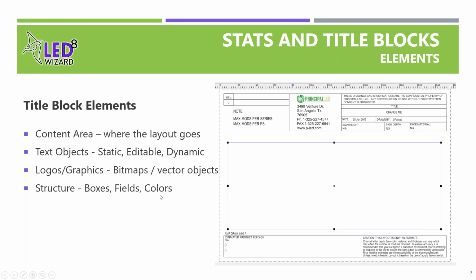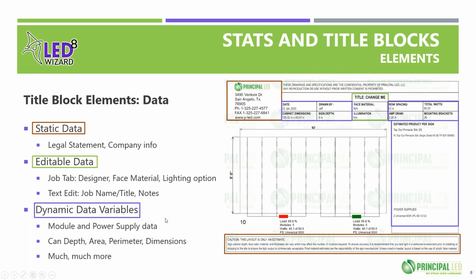And then finally, there's the structure of it. There are boxes and text fields, however I want to design this visually. Fields and colors, my text can be a different color. I can do different fonts, bolded fonts or sizes. So, just the basic layout. I've seen a lot of title blocks over the years, and some are very simple and some are very complex. It just depends on the data that you need and how you want to design that. So a lot of different options.